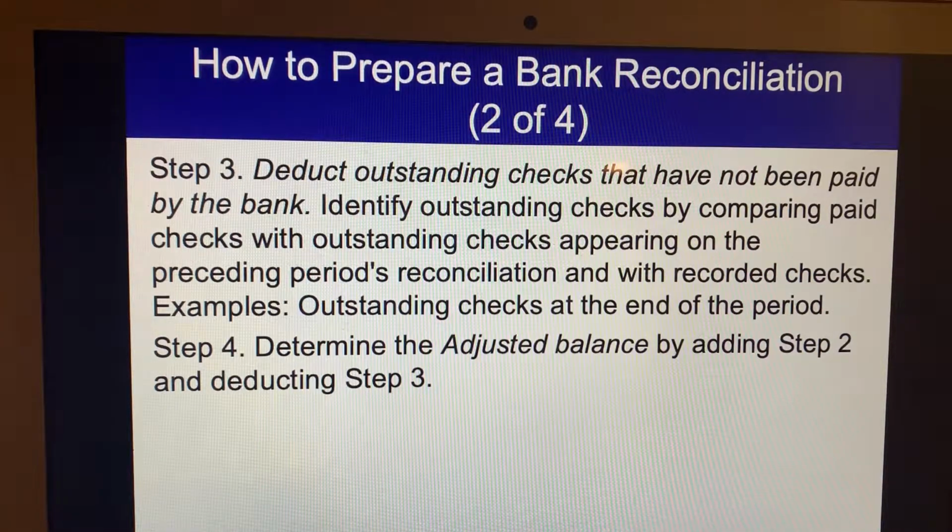Step 3, deduct outstanding checks that have not been paid by the bank. Identify outstanding checks by comparing paid checks with outstanding checks appearing on the preceding period's reconciliation and with recorded checks. Example, outstanding checks at the end of the period. Step 4, determine the adjusted balance by adding step 2 and deducting step 3.